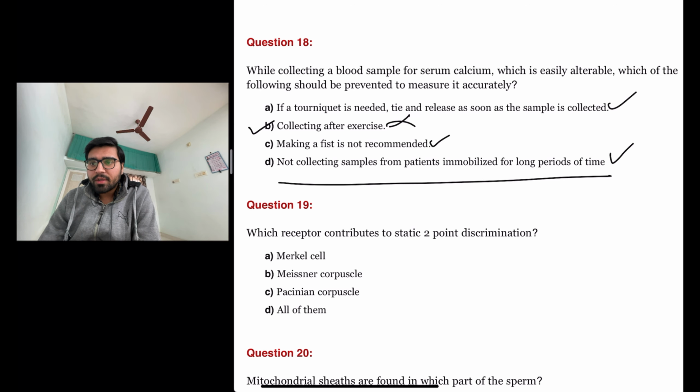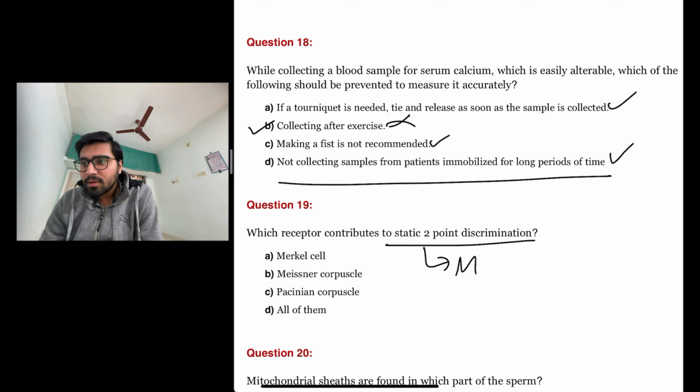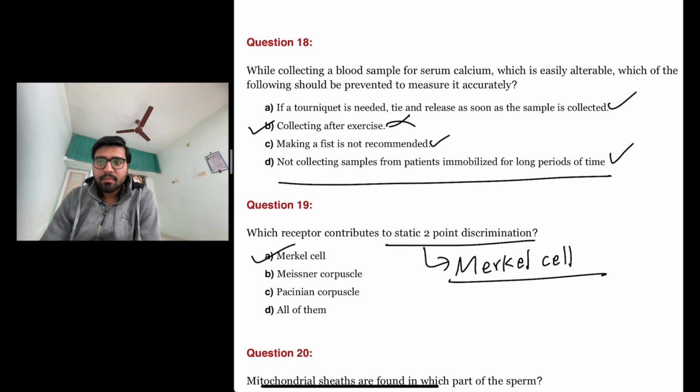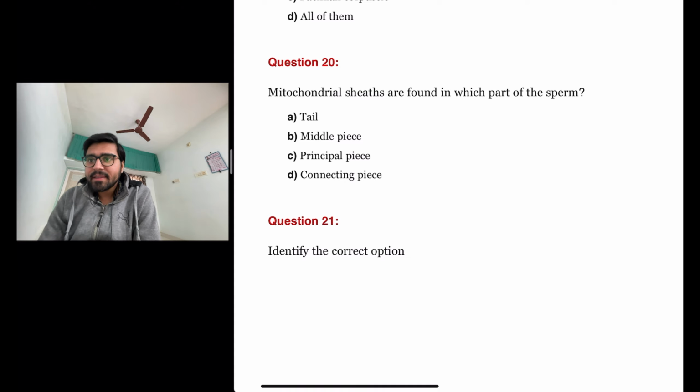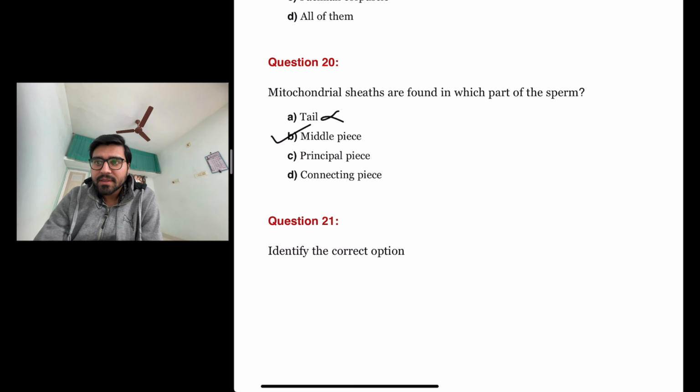Which receptor contributes to static two-point discrimination? Static two-point discrimination is actually contributed by Merkel cell. Answer is A, Merkel cell. Mitochondrial sheaths are found in which part of the sperm? Factual question, it is present in the middle piece of the sperm. It is not present in tail, it is not present in principal piece, it is not present in collecting piece.